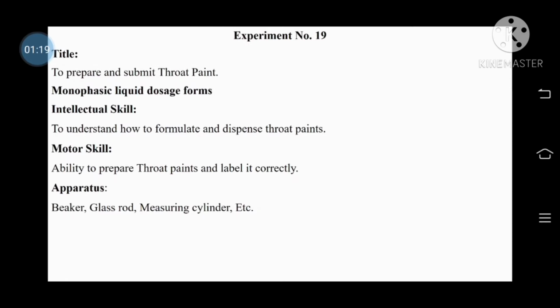Experiment number 19: to prepare and submit throat paint. Throat paint is a monophasic liquid dosage form. From this experiment, we gain intellectual skill as well as motor skill. In intellectual skill, we understand how to formulate and dispense throat paint. In motor skill, the ability to prepare throat paint and label it. Apparatus used for preparation of throat paint are beaker, glass rod, measuring cylinder, etc.